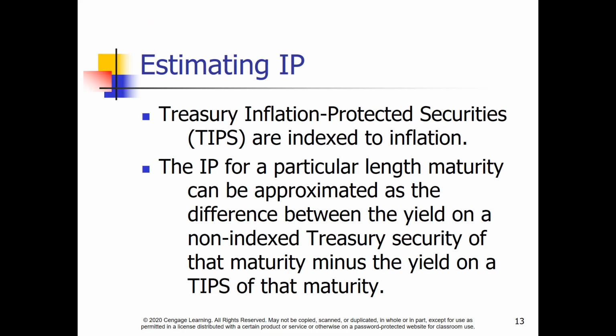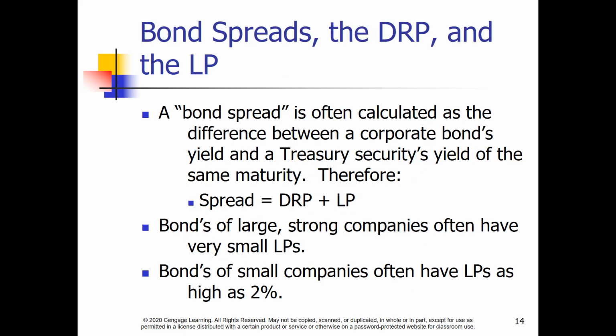TIPS are interesting government securities, indexed to inflation, but not quite in the way you'd expect. The coupon rate stays fixed. The principal or face value is adjusted for inflation every 6 months for the life of the bond. The expected inflation premium for a security can be approximated by the difference between a non-indexed Treasury and a comparable TIPS. The spread between the required return on a specific class of corporate bond and a comparable maturity Treasury reflects the default risk premium and the liquidity premium.